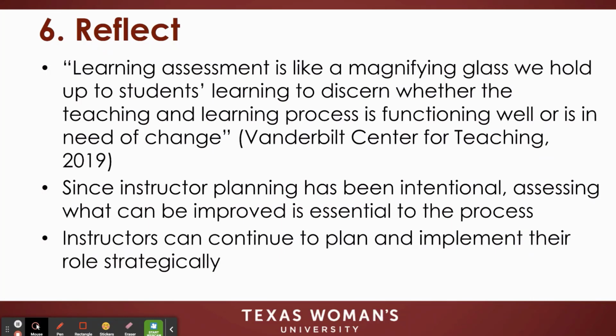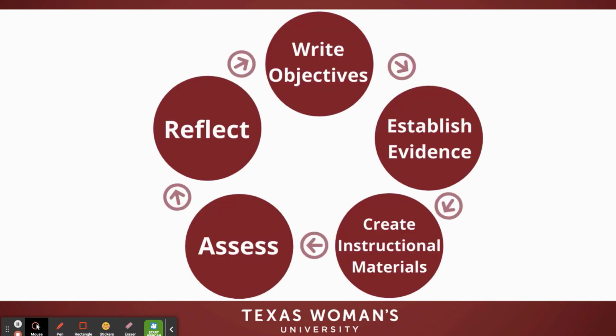Step 6, reflect and revise. Reflecting on what can be improved is essential to the process of backward design. And since you want to continue to plan and implement your goals strategically, you may wish to reflect on your instruction throughout your course. Backward design is a cyclical rather than a linear process. Some example reflection questions include, what worked in this course? Did the majority of students meet these learning objectives? How do you know? What could be improved? Your instructional materials, your activities, your organization, or something else.